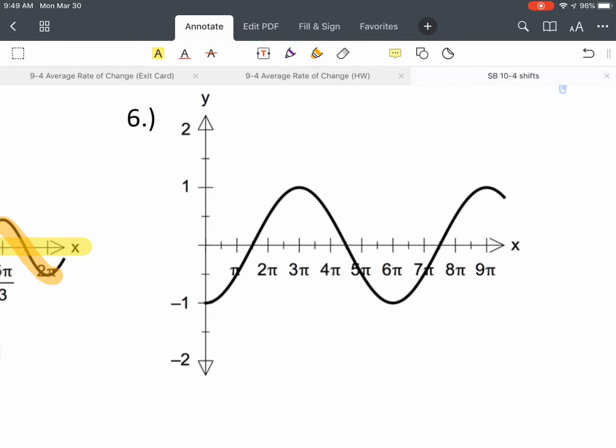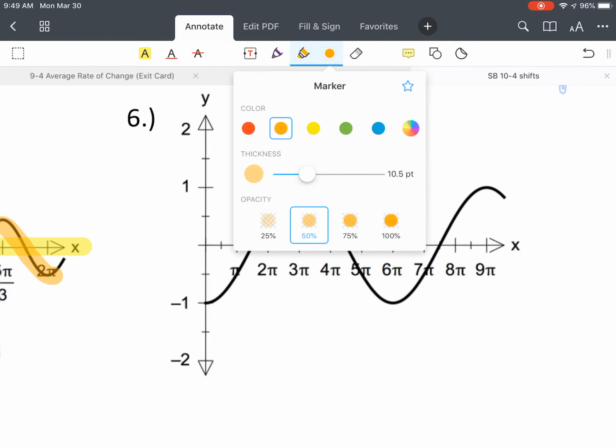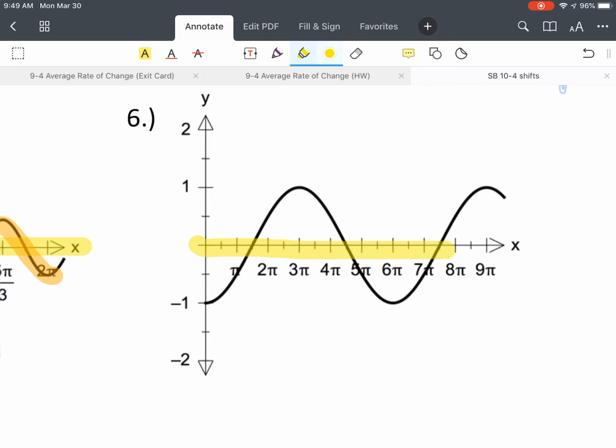Okay, let's look at number 6. Okay, again, this is a cosine because it does not start at the midline. It's starting down below. And since it's starting down below, it's a negative cosine. So my amplitude is 1 from the midline to the highest, or the midline to the lowest is 1. So you can put a 1 or you can not. I'll put the 1 there.